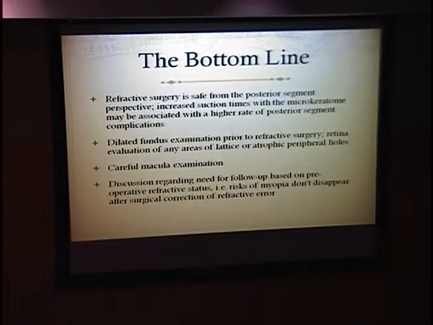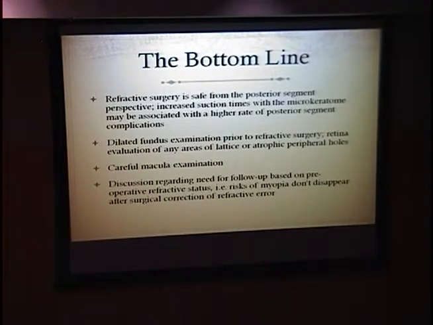The key is dilated fundus examinations prior to refractive surgery are important. There should be a retina evaluation for any areas of suspicious lattice, atrophic peripheral holes, and a careful macula examination for pathology like myopic related changes, lacquer cracks, pigmentation changes that may suggest old central serous.